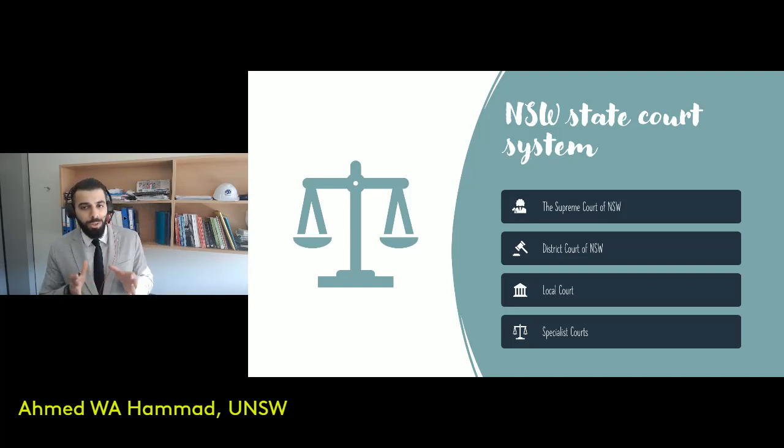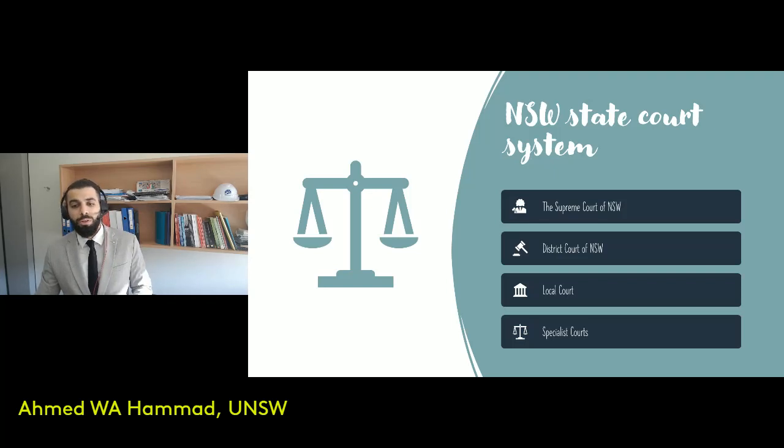So in this course, I will just be focusing on the New South Wales state court system. Victoria has a separate state court system as well, but in New South Wales, the Supreme Court of New South Wales is at the highest level. So you can think of the Supreme Court of New South Wales as being the equivalent of the High Court within the state. And then we have the District Court, which is one level below the Supreme Court, and then you have the local courts, which is even further below the hierarchy, and then we have specialist courts.